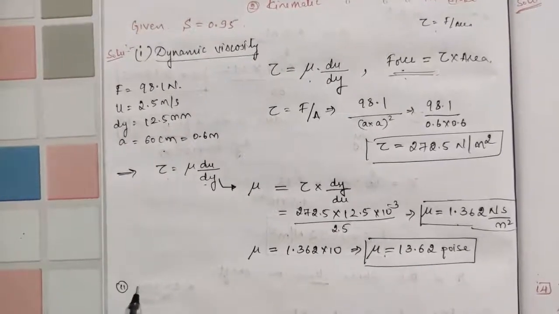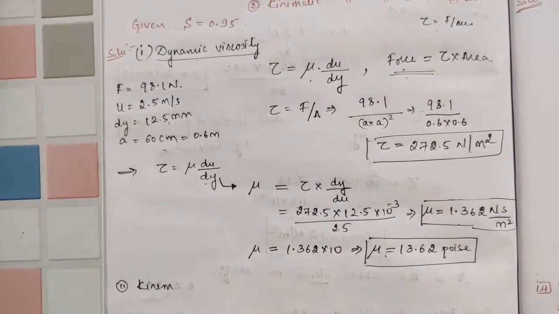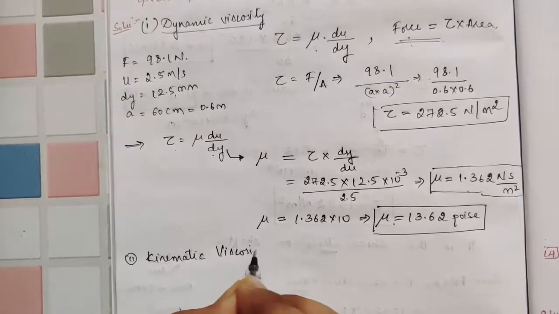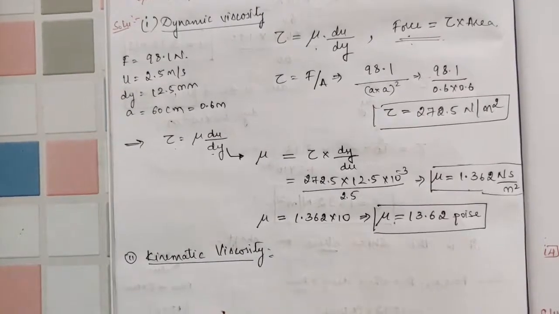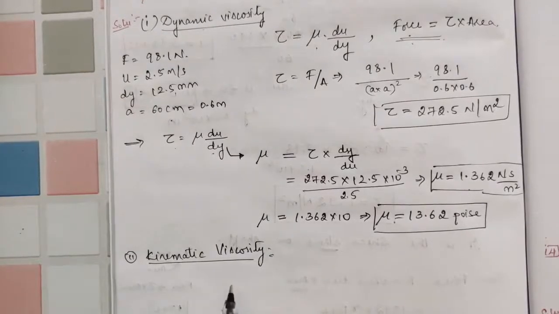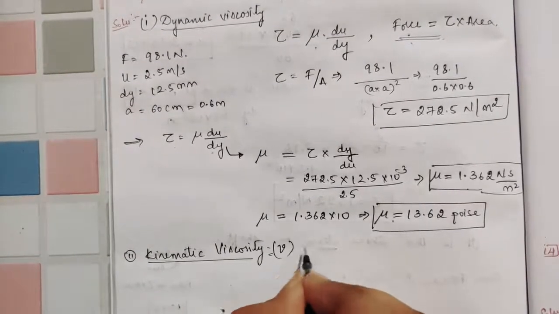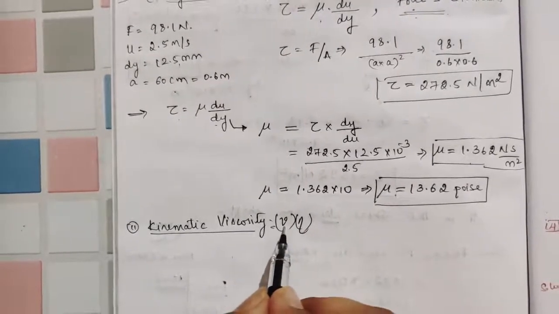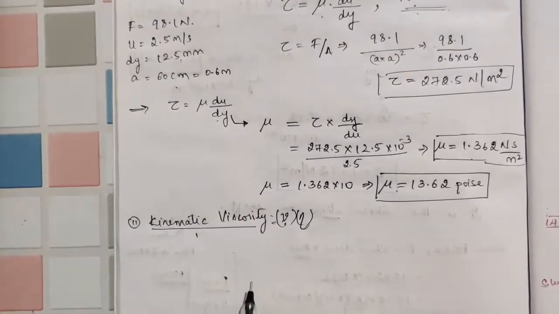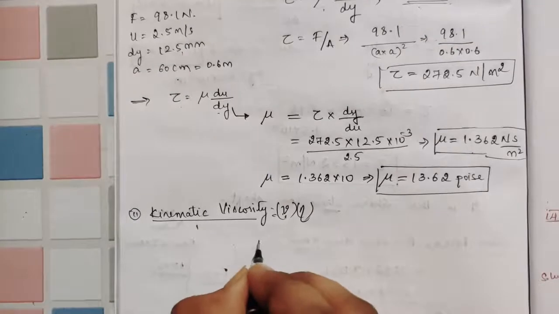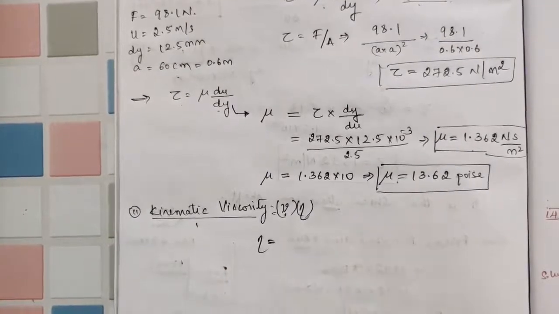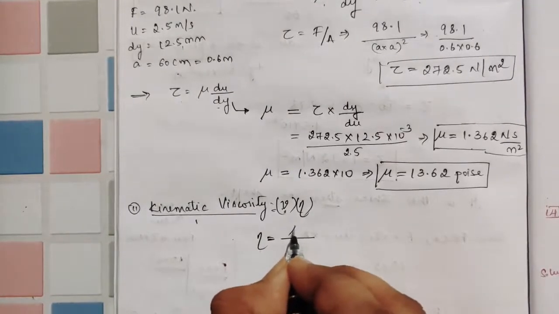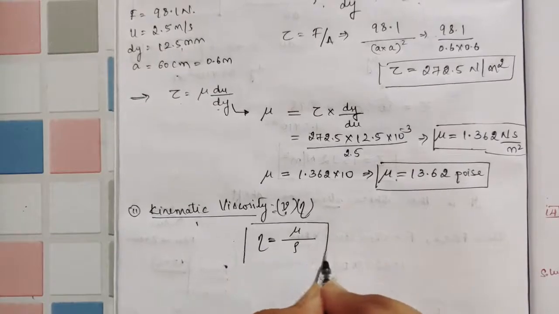Now I'll take the second part, that is kinematic viscosity. So remember the formula of kinematic viscosity. Kinematic viscosity, either nu or eta, anyone you can take, but whenever you are writing this, just mention what it is. So eta is equal to kinematic viscosity. It is the ratio of the dynamic viscosity to the density, correct?